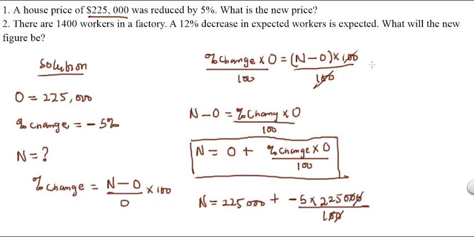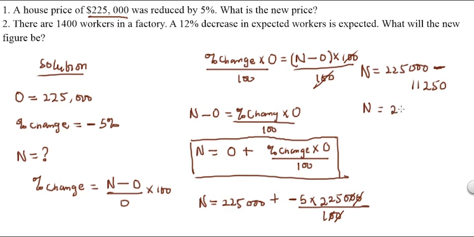So the new value of the house will be equal to 225,000. Now this negative sign here will multiply the positive sign here, so that we'll get the negative sign here. And then we can see minus 5 times 2,250 left here. So this is minus $11,250.